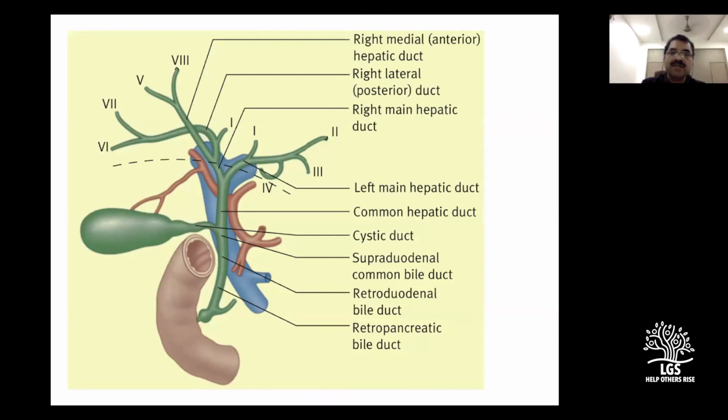On the right side you have segments 5 and 8 forming the anterior sector, and segments 5, 6 and 7 forming the posterior sector, and they form the right hepatic duct. On the left side you have segment 2, 3 and 4 ducts, which form the left main duct. The caudate lobe duct may join the left duct, the right duct, or it may join at the hilum. So it is not very consistent.